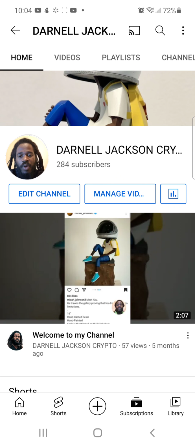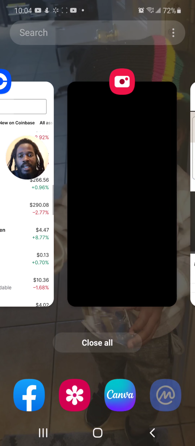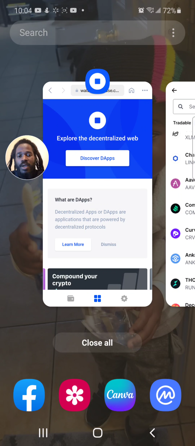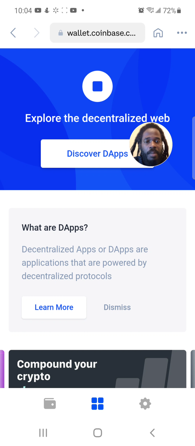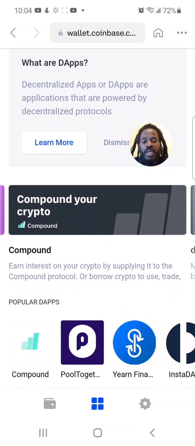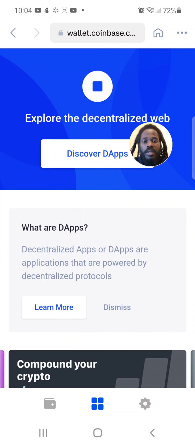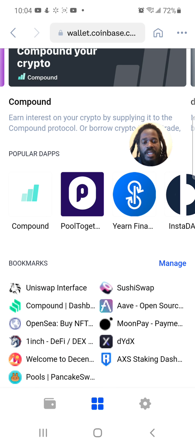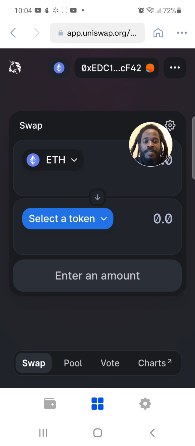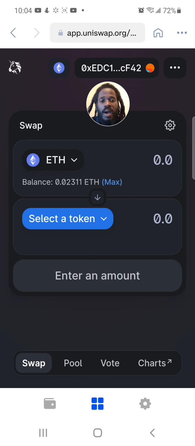All right, I'm gonna jump over to my Coinbase wallet. Now look, the Coinbase wallet is a separate app than the regular Coinbase app, completely separate. And I'm clicking on the apps tab right here. I want you to follow me along here. That takes me down here to my favorites, and I'm gonna go right to Uniswap. All right, so now I'm at Uniswap.